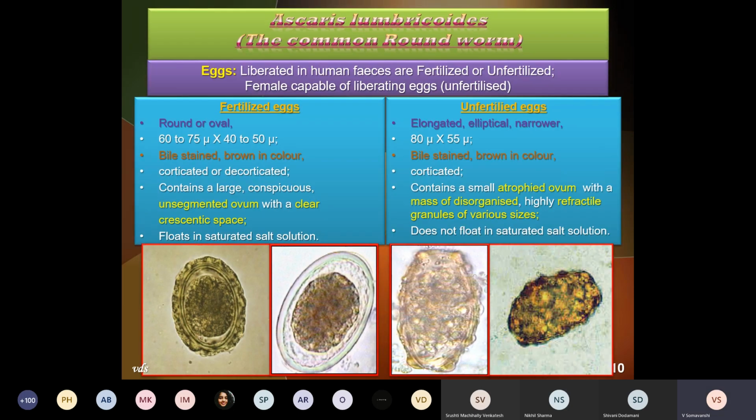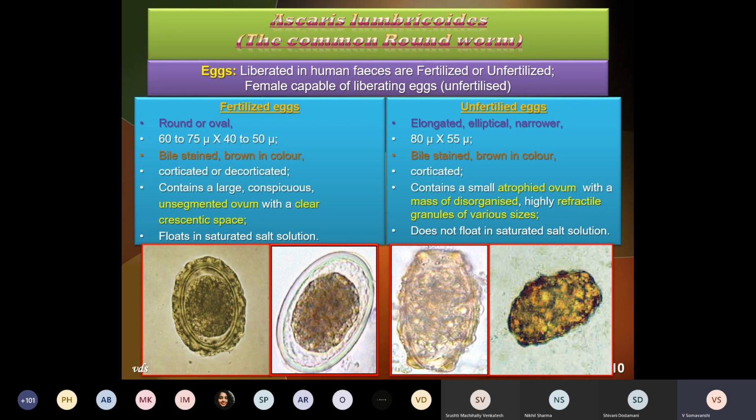Okay. Now here in 2 columns, I have shown the eggs. First is fertilized egg, second is unfertilized egg. Now the description of these eggs is very important for you to understand, because you are supposed to do the exercise of stool examination during your practical examination. And in that, during examination, if you are able to observe the eggs of Ascaris, whether fertilized or unfertilized, you are supposed to describe those eggs in the answer sheet.